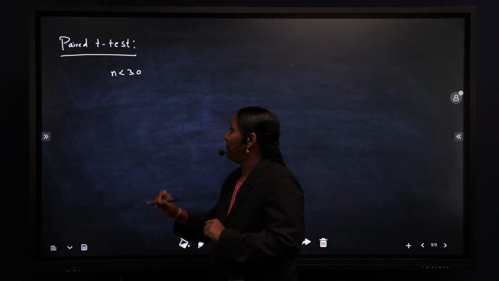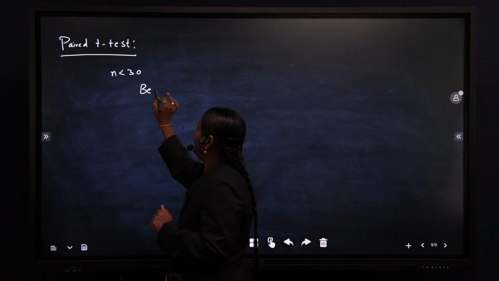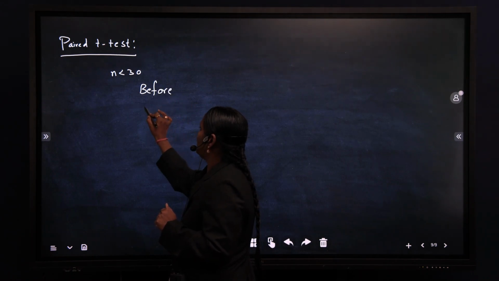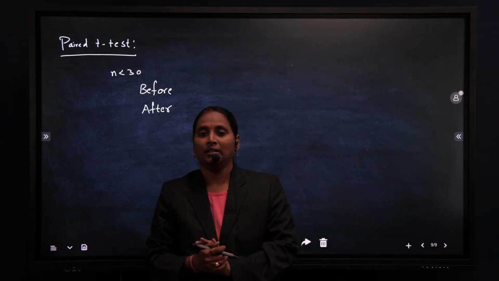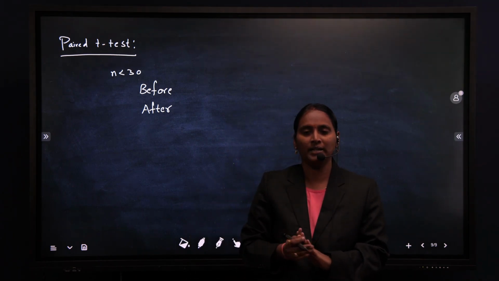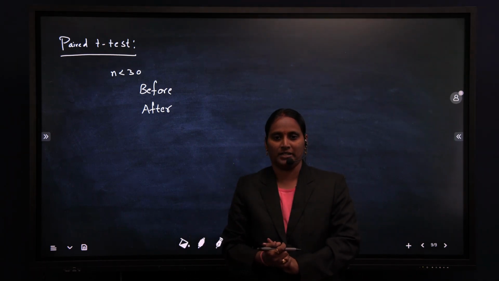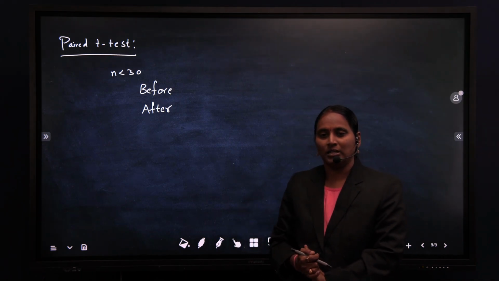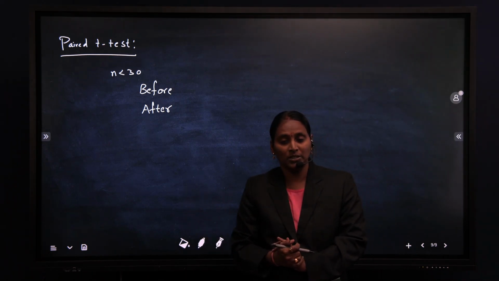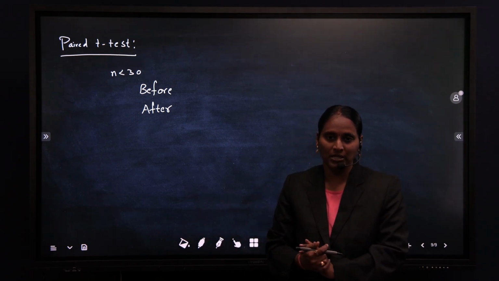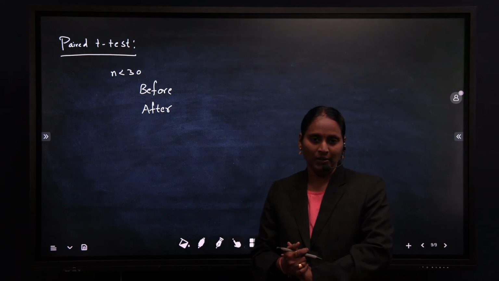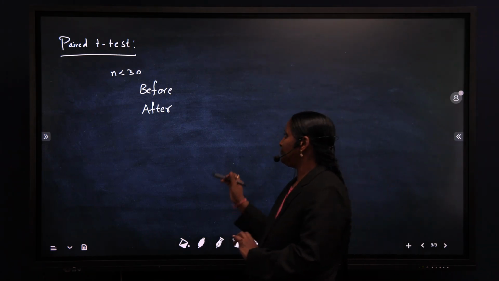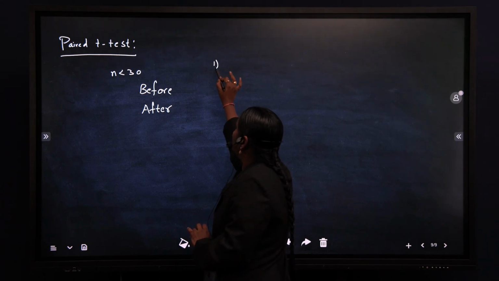Now the thing is this: before and after. Whenever you have a given problem from the examination point of view, and we have the data of before and after, and the sample size is less than 30, then we conclude it is a small sample test and the test belongs to the paired t-test. Now we are going to check whether there is any significant difference between these two types of data, before and after. So let us see, we are going to follow a 5 steps process.